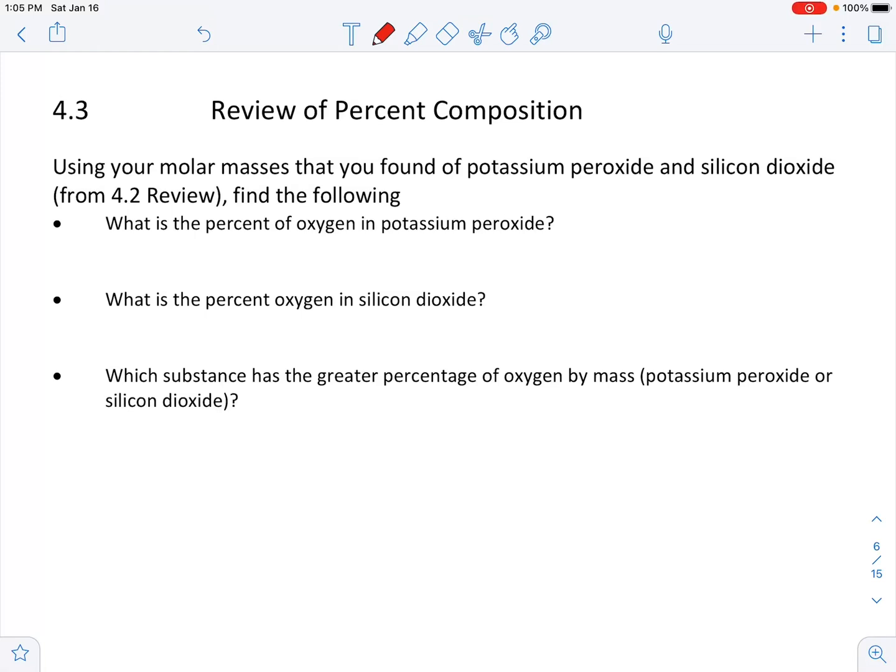Today we're going to go on to grams per mole. We're going to actually use those molar masses, but first we must review percent composition.